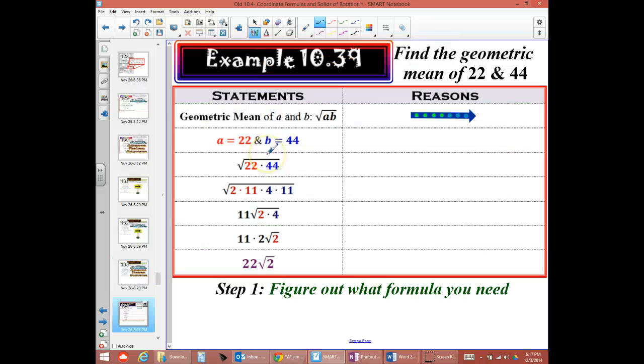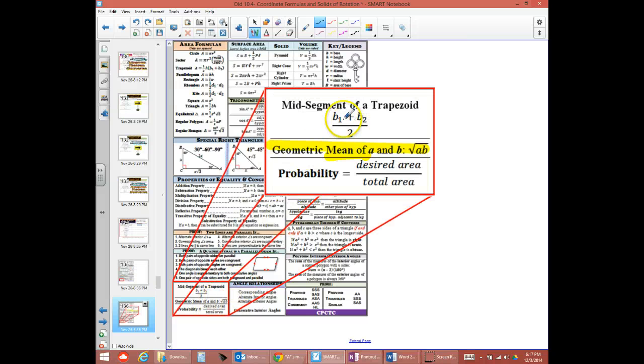Okay? All right, right here we said find the geometric mean. Geometric mean is also on our cheat sheet right here by mid-segment. Geometric mean of AB is square root of AB. Again, notice, everything's on your cheat sheet. If it says geometric mean and you have no clue what geometric mean is, that's fine. Just scan the sheet until you see geometric mean, and that will tell you what to do.